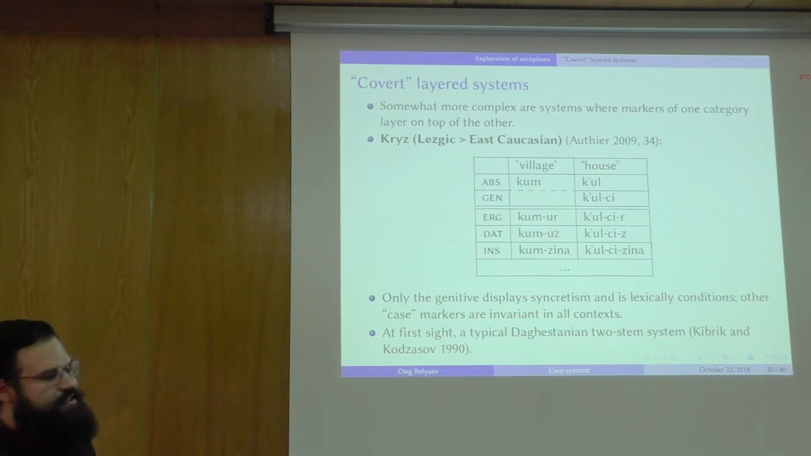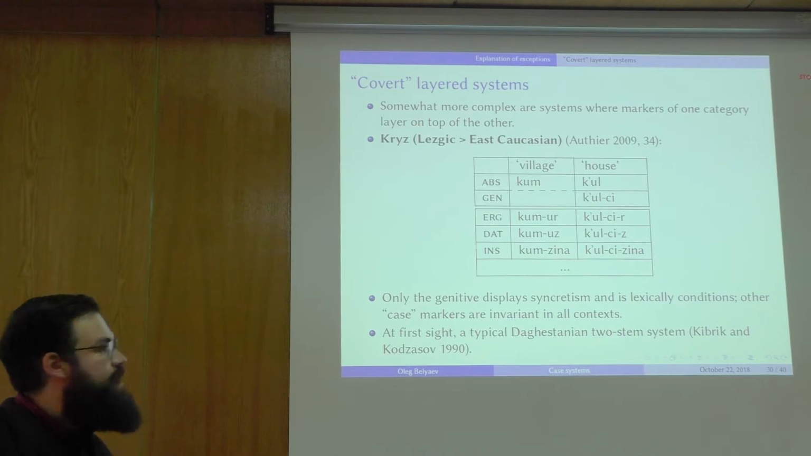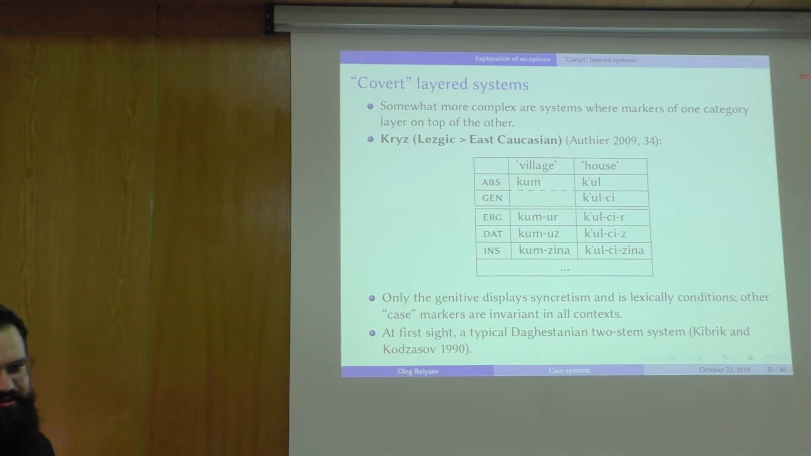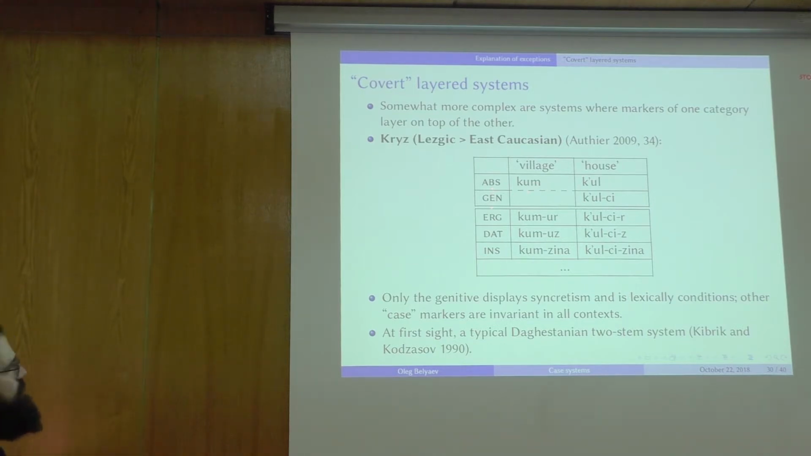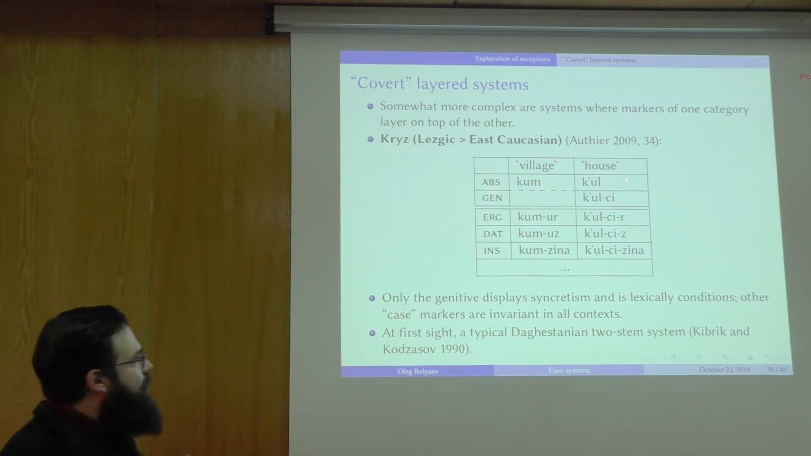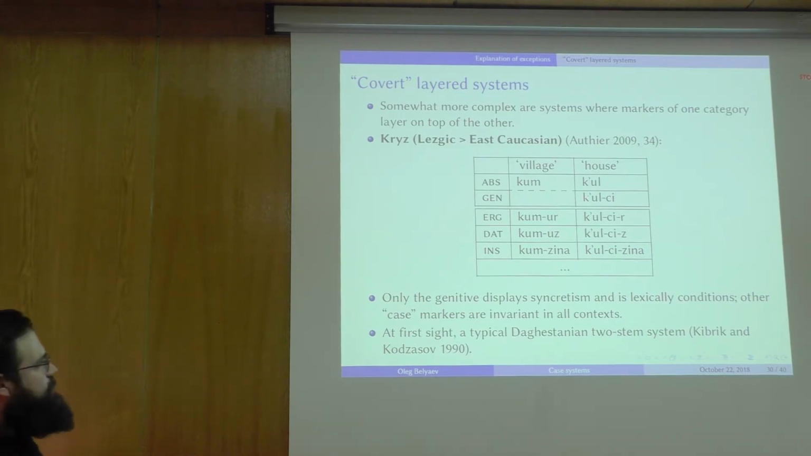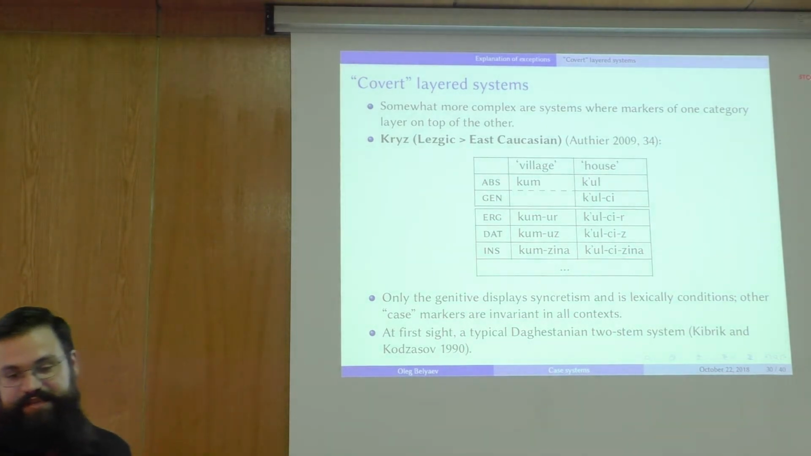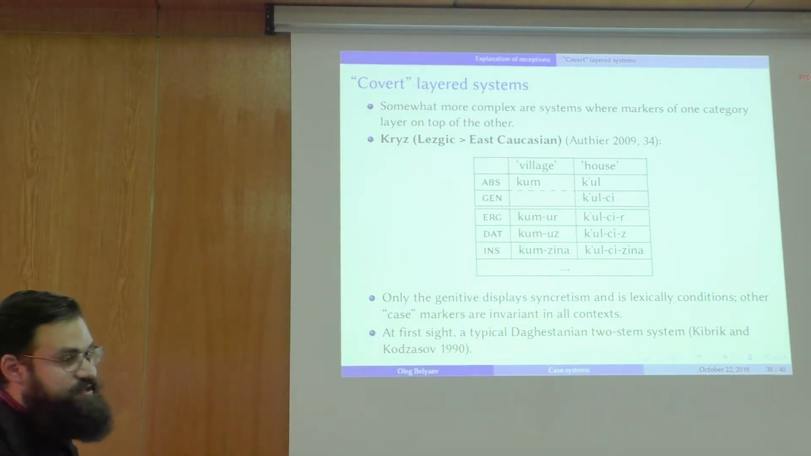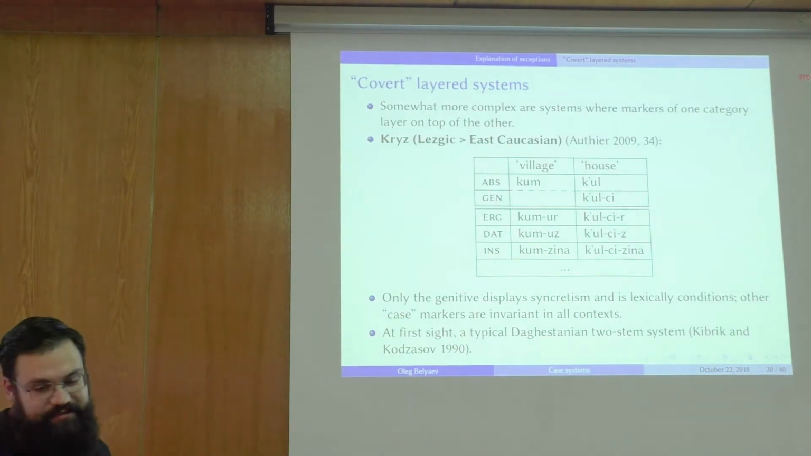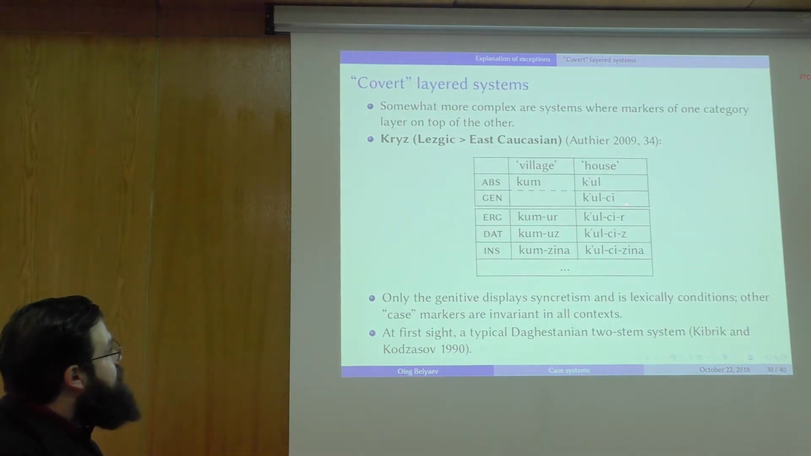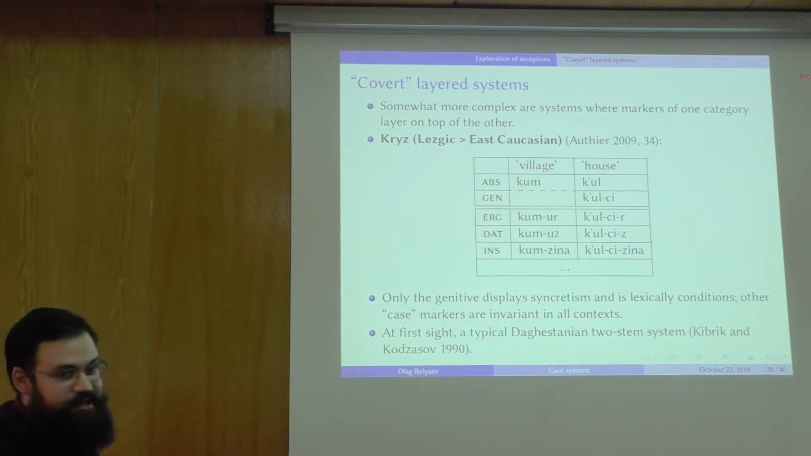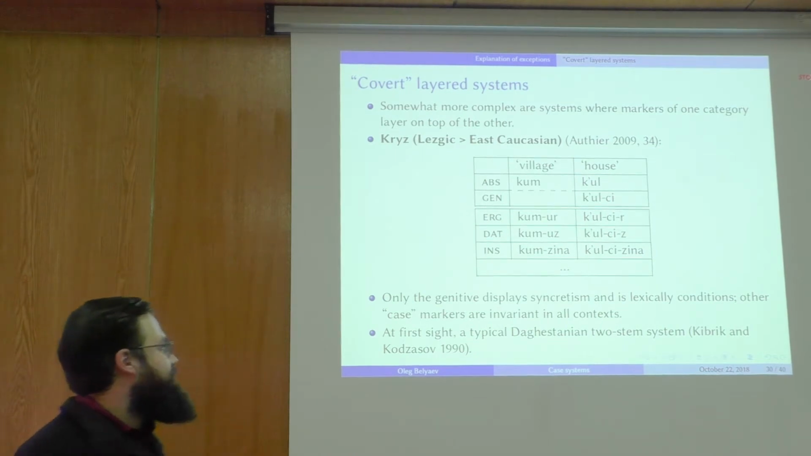Somewhat more complex are systems where markers of one category layer on top of the other. A very good example are Dagestanian languages, one of them Krys. So here we see the typical Dagestanian structure of the paradigm, where we have absolutive and genitive cases, which are underived. So the absolutive is the base stem. The genitive is either expressed by an affix, or in some stems it has a different affix. In other stems it's simply a zero, so the nominative and genitive are syncretic. So we see both syncretism and lexical variation, and to a certain extent cumulation, but other cases are formed on the basis of the genitive form, and they always have uniform affixes.